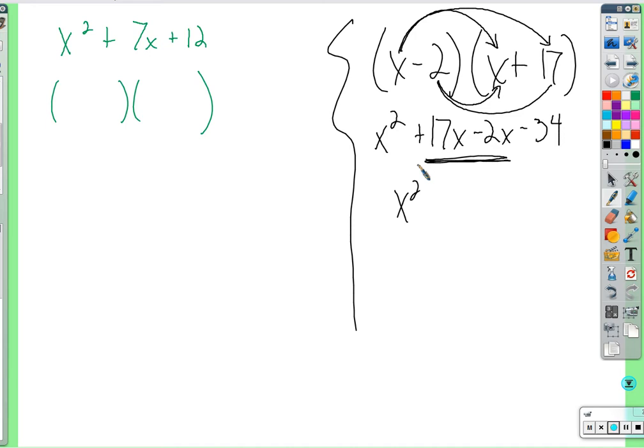Can I add an x to a y? No, that's not x, y. You can't add x squared to x to the third. Those are the same variable, but they're not the same exponent. The only like terms are these two because they have x to the first and x to the first. So it's 15x, and then you get the minus 34, and we're done. There's no more combining like terms because there are no more like terms.